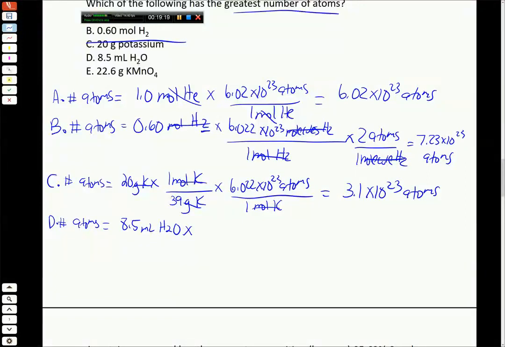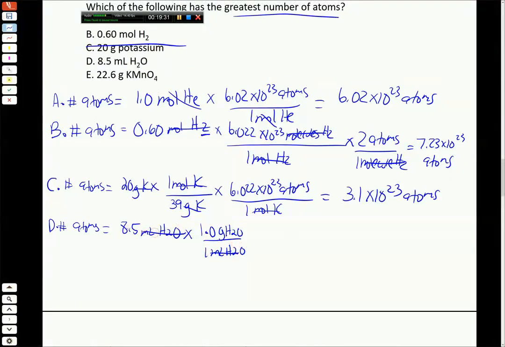The density of water is the only one that you should know, or at least have memorized, which is 1. So there's 1.0 grams of water in 1 milliliter. Alright, so if we have 8.5 milliliters of H2O, we also have 8.5 grams, and then from there we can convert into moles. And we're going to use the molar mass of water, which is 2 times hydrogen plus oxygen, or 18. Again, we don't need to be real precise for this problem, so we're just comparing numbers. And then if we have moles of water, we're going to use Avogadro's number.